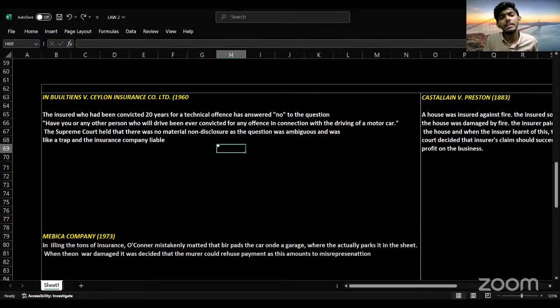Sri Lanka Insurance Company. There is a person who was convicted for 20 years, and that happened due to a technical offense, a technical misrepresentation. That 20 years is a different story. What happens here is that he answered no to the question: have you, or any other person who might drive, ever been convicted? I mean, how do we know?